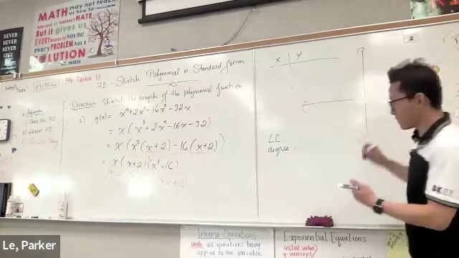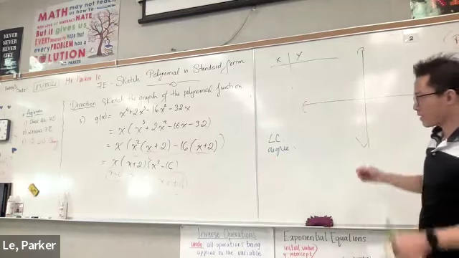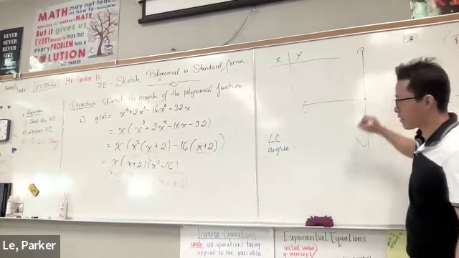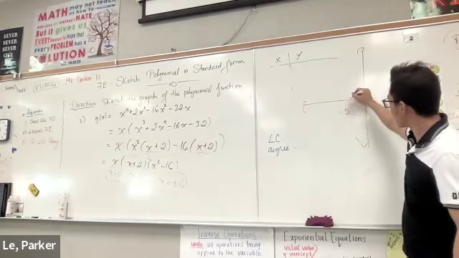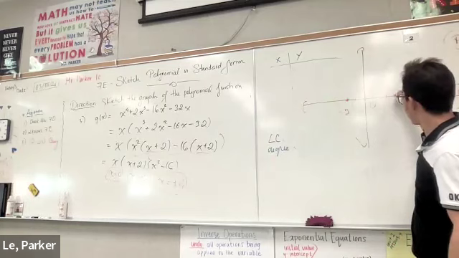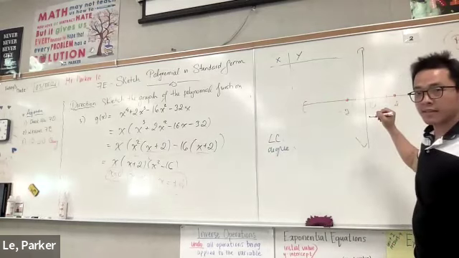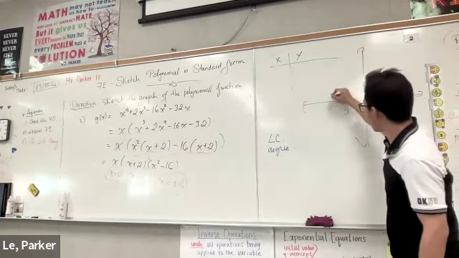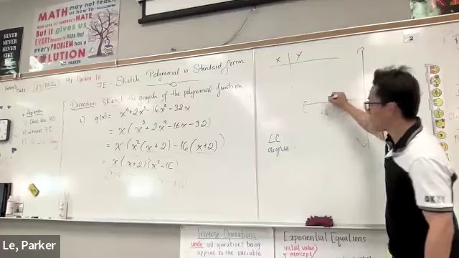Okay, how do you wrap it? All right, 0 right here. What else? Negative 2. What else? 4. 1, 2, 3, 4, and negative 4. Negative 3, negative 4. All right.